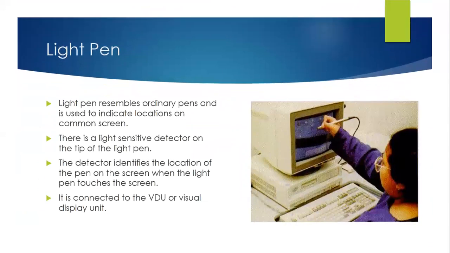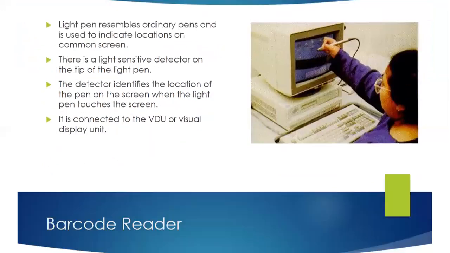Light pen resembles ordinary pens and is used to indicate locations on the screen. There is a light sensitive detector on the tip of the light pen, and the device is connected to the VDU, which is also called visual display unit. The light pen has a tip where it identifies the location where the light falls, so that we can draw certain things on the screen.